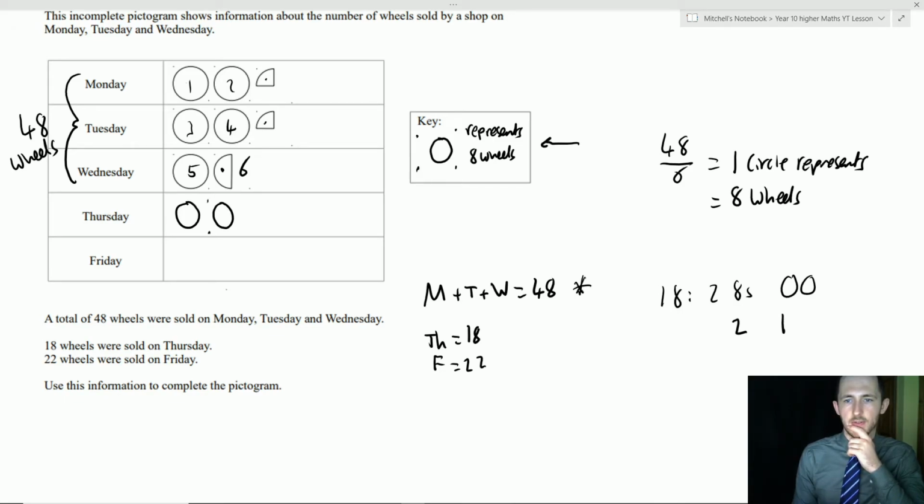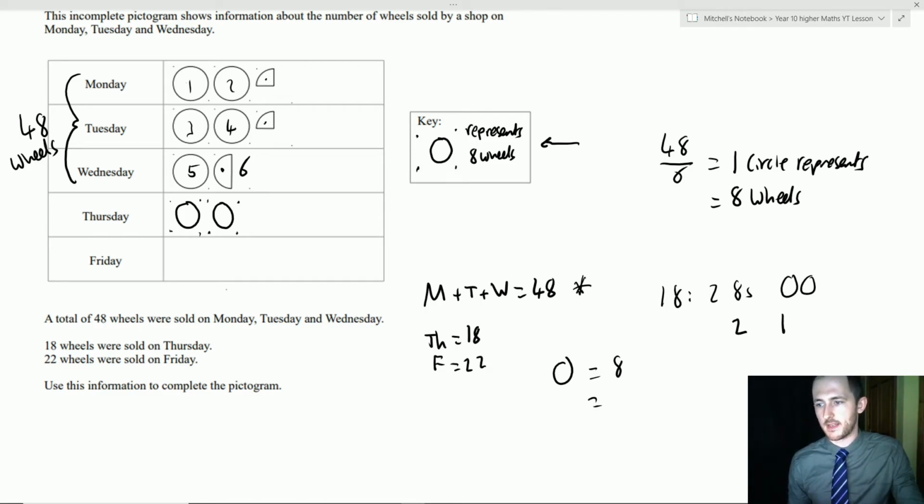So these 2 circles, they represent 8 each. So far I have 16, but I need to get to 18. Now if a full wheel represents 8, and I want to get to 2, I need to divide it. So to get from here to here, I divide by 4. So I need to split my circle into 4. So I'm going to draw a quarter. Well done. That's an ugly quarter of a circle, but I hope that makes sense.